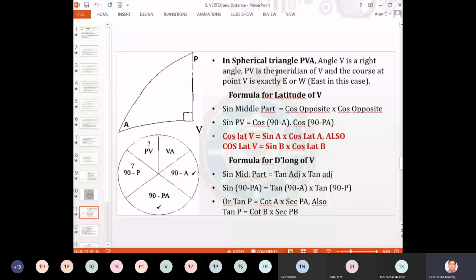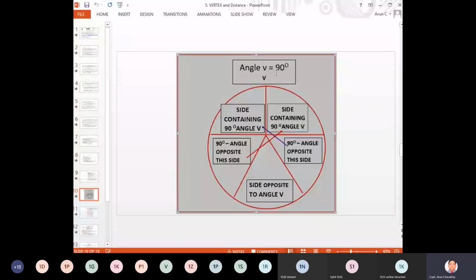I hope you all remember it, just write down the formulas. The two formulas, everybody write in the chat. What are the two formulas? Quickly. Sir, the sine mid part formula. Yeah, sine mid part formula. You can write in short also.